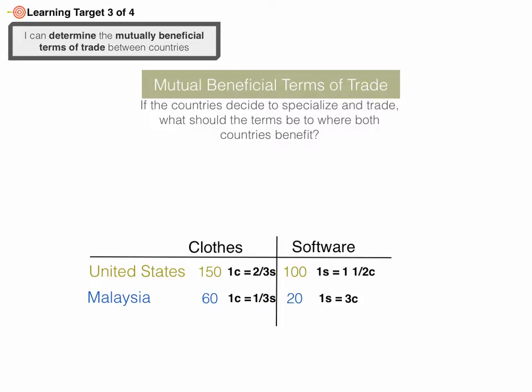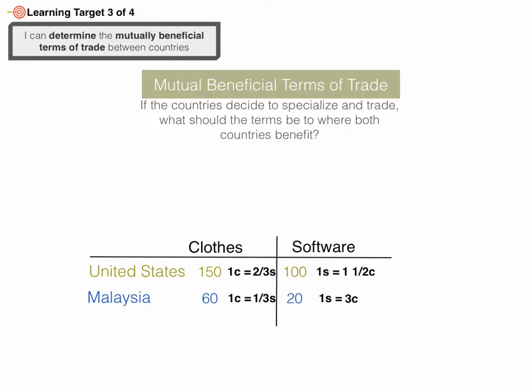In the example we previously did with the United States and Malaysia, we said that Malaysia had the comparative advantage in clothes because they had the lower opportunity cost, and that the United States had the comparative advantage in software because they had the lower opportunity cost here. Let me also make the point that notice the United States has the absolute advantage in both products, but because of comparative advantage, we're still saying it would benefit both the United States and Malaysia if they stuck to making the product that they have the comparative advantage in and then traded with the other country for the other product.